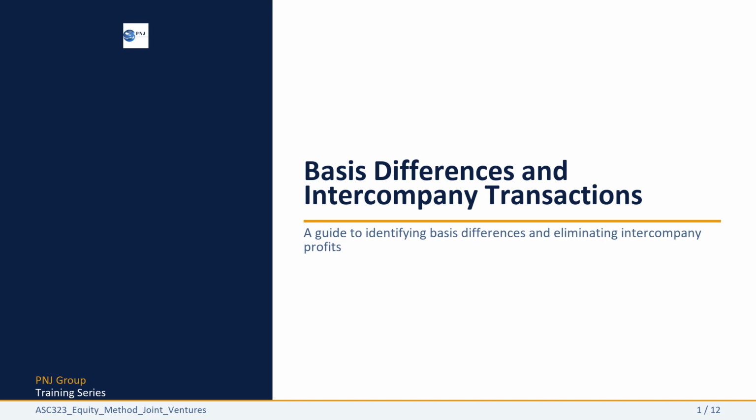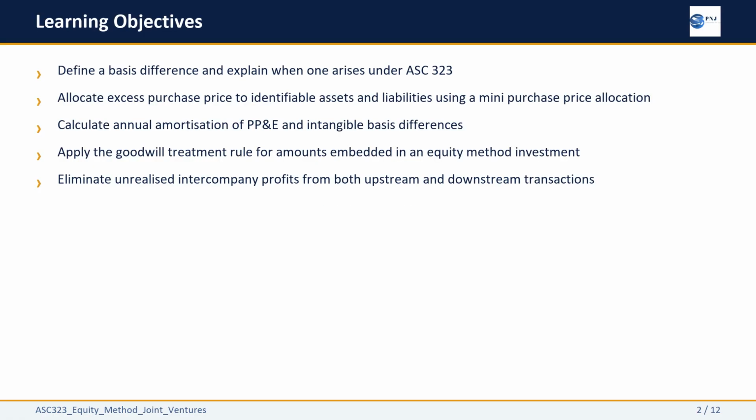Welcome to Section 3 of the ASC 323 series, where we tackle two critical adjustments that shape what you report as equity and earnings. By the end of this section, you will be able to spot a basis difference, allocate it correctly, amortize it, handle the goodwill remainder, and eliminate unrealized profits from intercompany trades. These are the skills that separate a clean equity pickup from one that overstates your earnings.